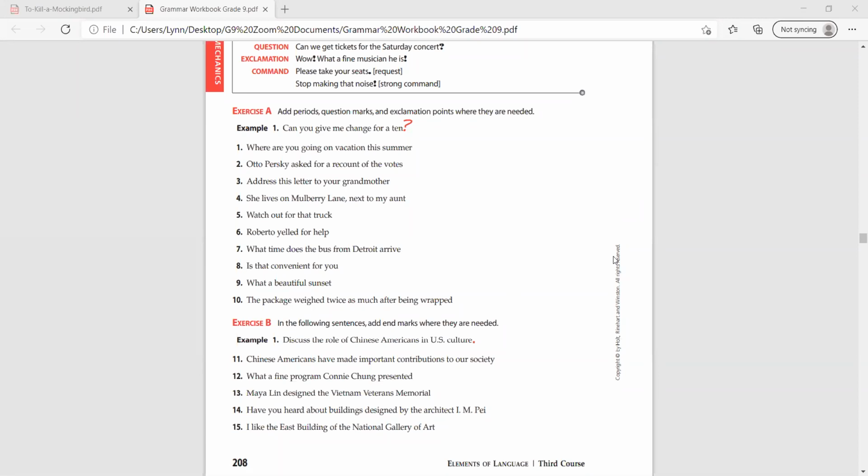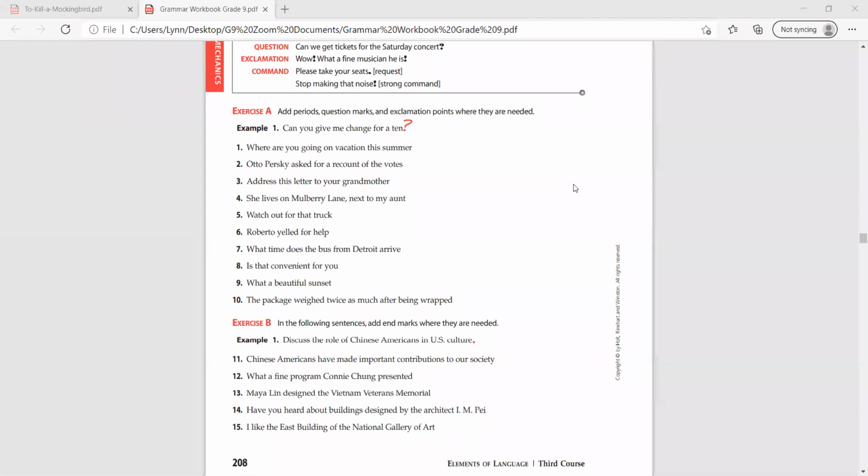Question mark. Okay. Number 2, Otto Persky asked for a recount of votes. Period. Number 3, address this letter to your grandmother. Period. Number 4, she lives on Mulberry Lane next to my aunt. Period. Number 5, watch out for that truck. Exclamation mark. Okay. Number 6, Roberto yelled for help. Exclamation mark.